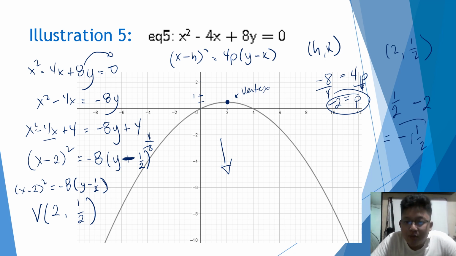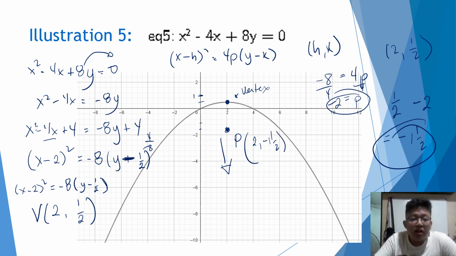So, hanapin natin negative 1 and 1 half, nandoon yung ating focus. So, dito yung negative 1, and probably nandito yung negative 1 and 1 half natin. So, ito yung focus natin. Yan, this is the focus. So, this will be now 2 and negative 1, 1 and 1 half. Ayan. So, the latus rectum, again, is supposed to be 8.